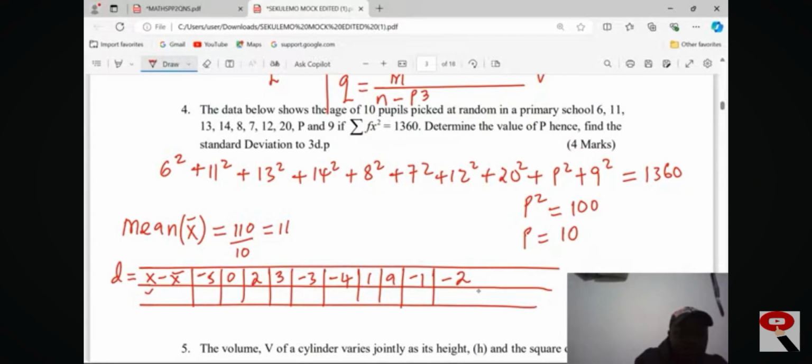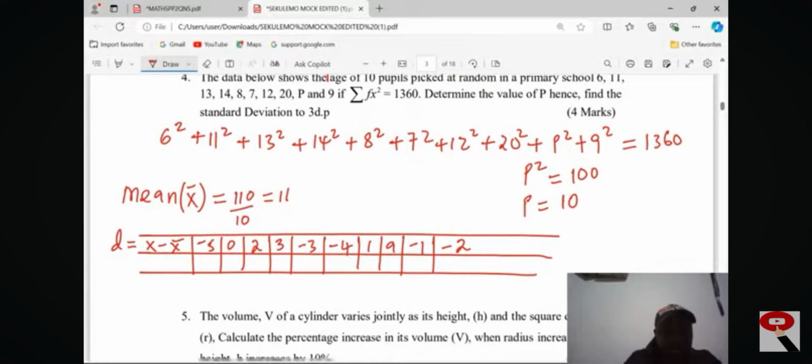So now, to do away with the negative signs on the values of the deviations, we now square the deviations. So deviations squared. Negative 5 squared, 25. 0 squared remains a 0. 2 squared, 4. This is a 9, and this one also 9. Then 16, 1. 9 squared, we get 81. Then this will become 1. This will become 4. So we have all the deviations squared.